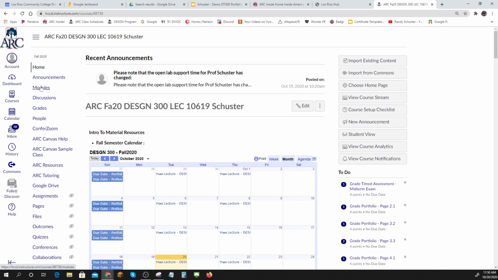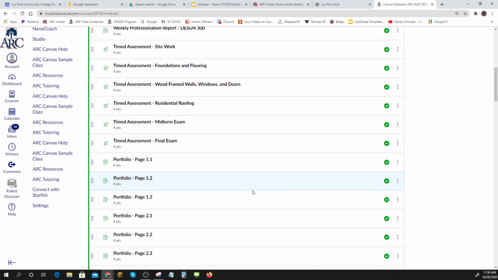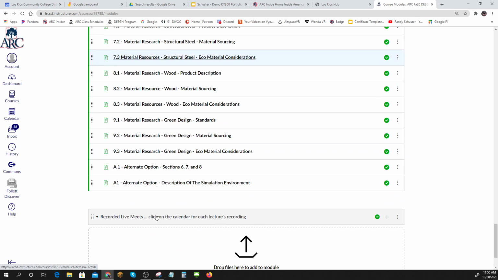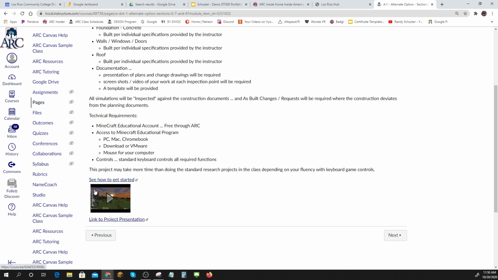Sorry, I need to get to my modules. And you'll see that there's a new module at the bottom of assigned. A1 is your alternate option. Here's the general thing about it. You'll do site work, foundation, and you'll have a section on documentation. You can get to it. Here's how to get started. There's a little get started video that you can see.